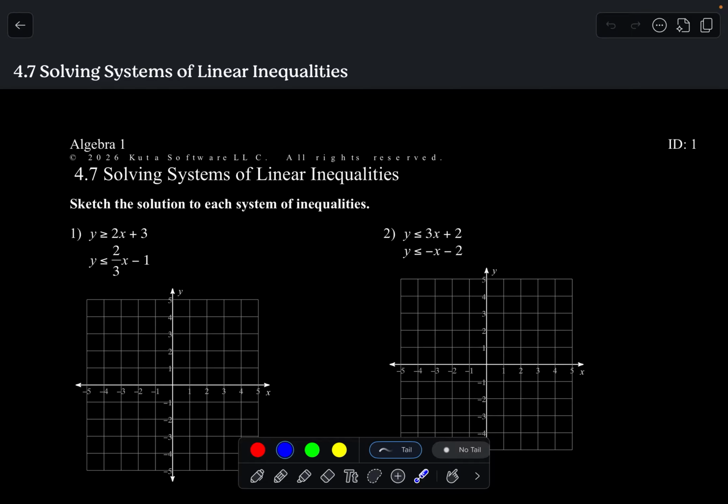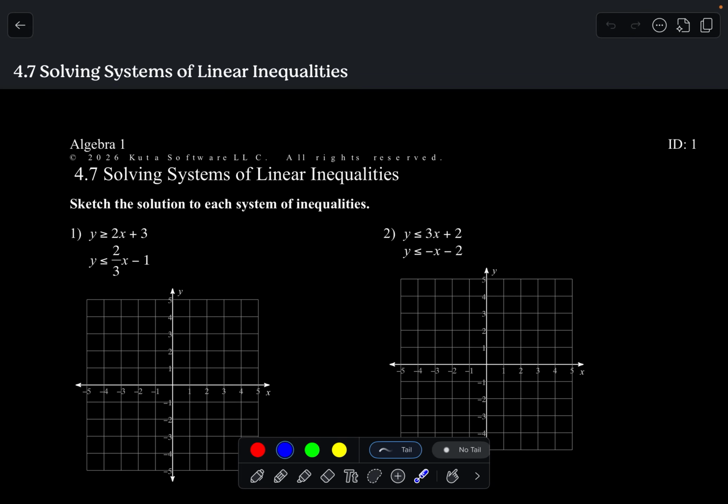We saw last time how to graph one linear inequality, where we had to graph the boundary line and decide which side of the line to shade. And we shade in the correct side.